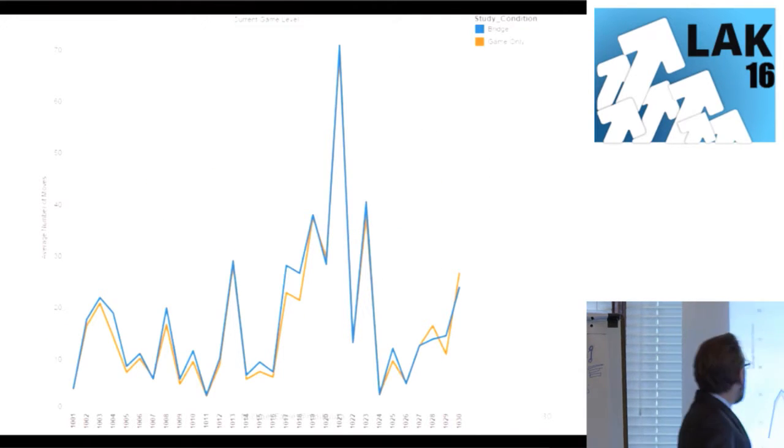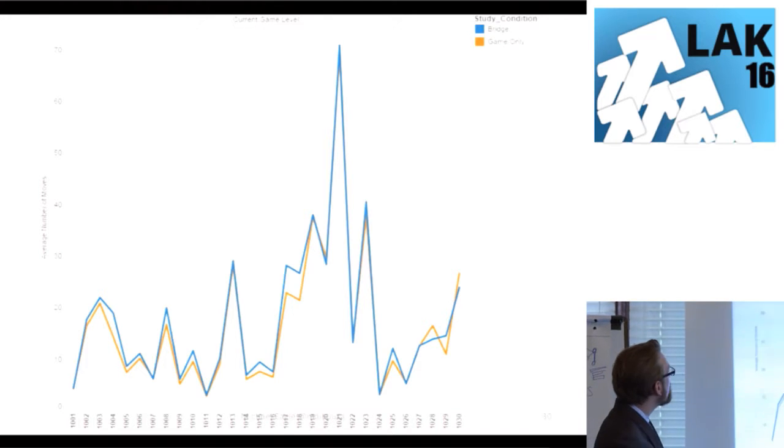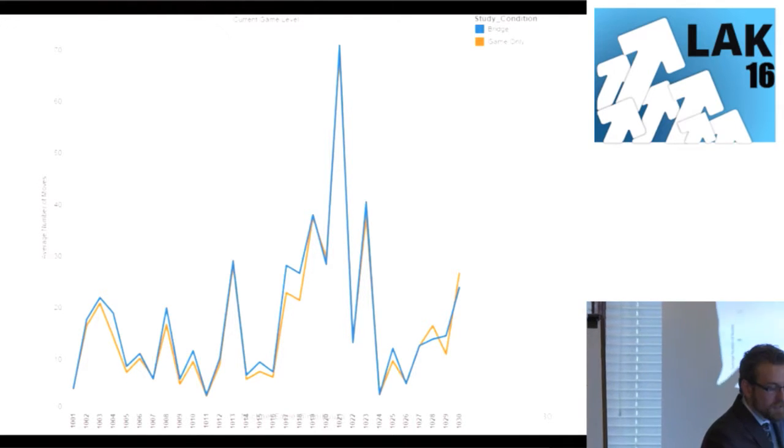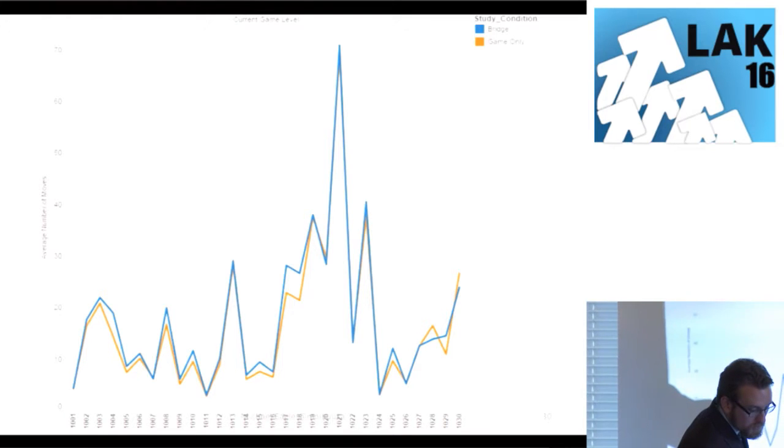So this is the average number of moves between the two groups. And for the most part, I don't know why I have that as a line graph, but for the most part, you can see that things are relatively the same. There's not really a difference in the average number of moves for the students.